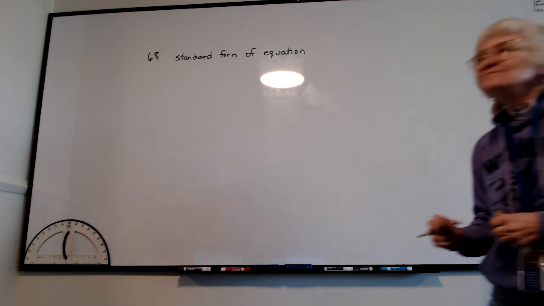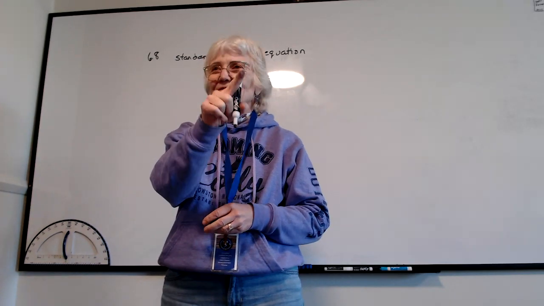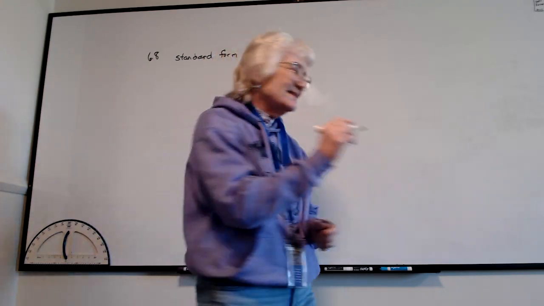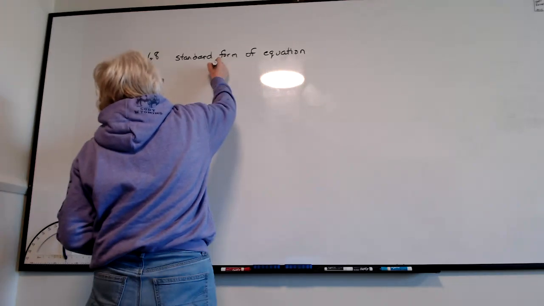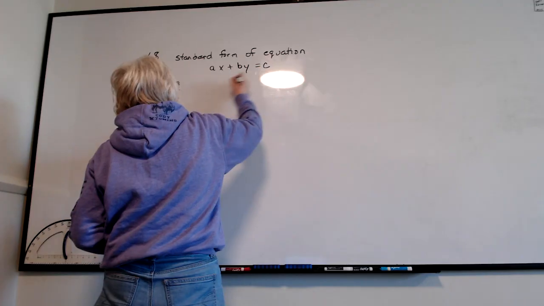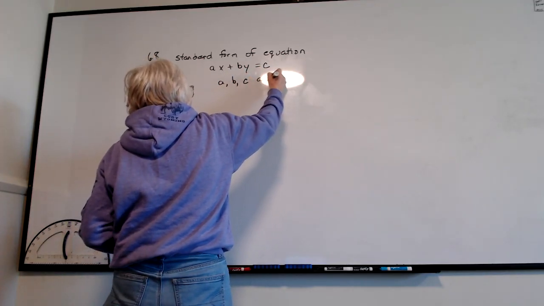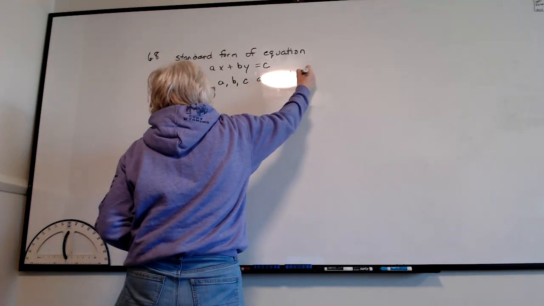Yeah, go ahead. Y equals mx. That's actually not the standard form. Is it ax plus by equals c? Yes. So ax plus by equals c, where a, b, and c are real numbers.